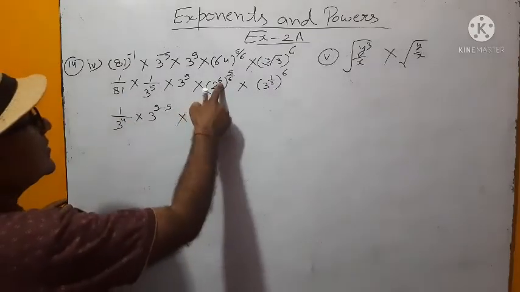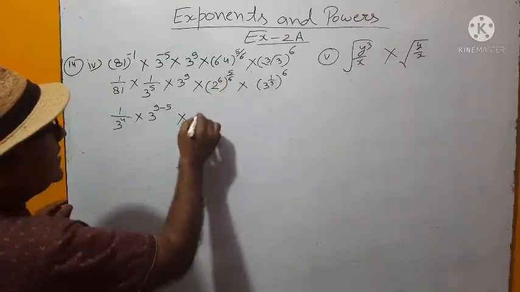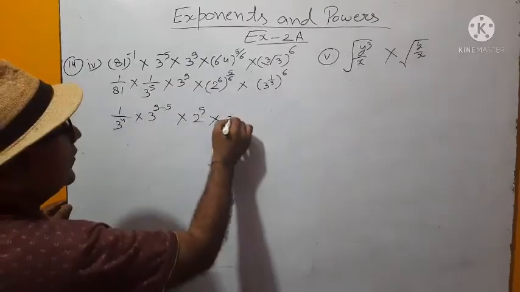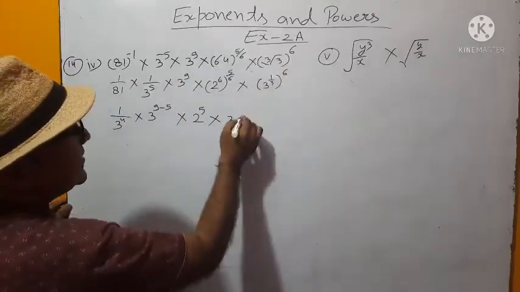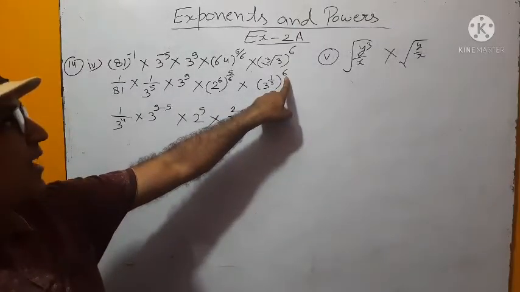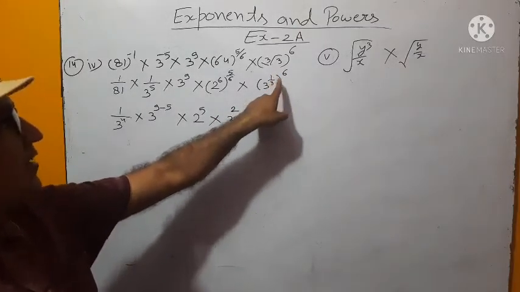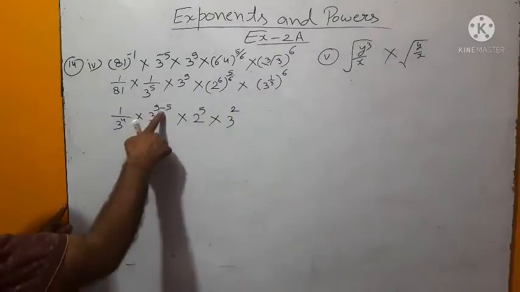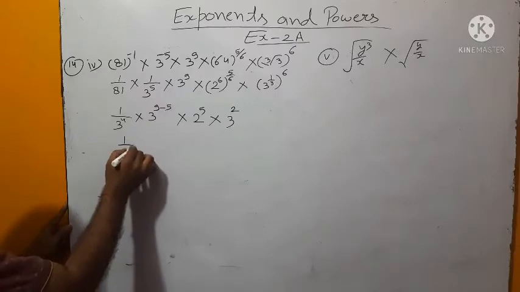Here 6 and 6 are dividing each other, 2 to the power 5 is remaining. 3 is dividing 6, getting 2. 1 by 3 is multiplied by 6, then you will get 2. Now this is 3 by 4.